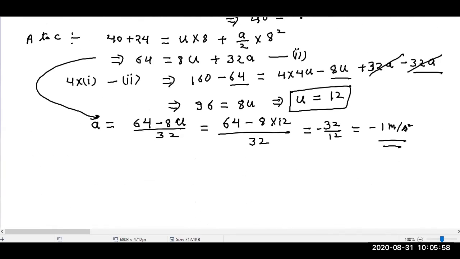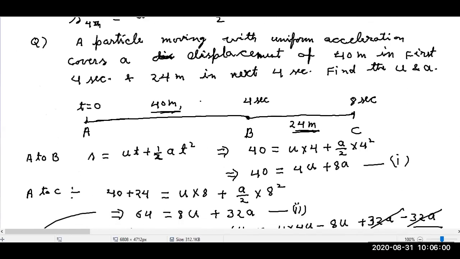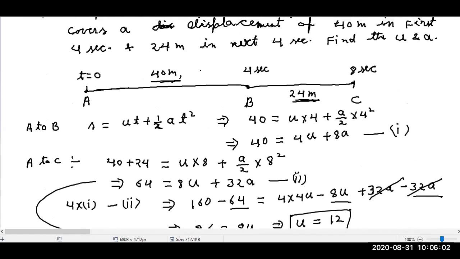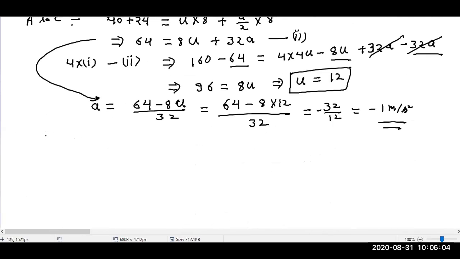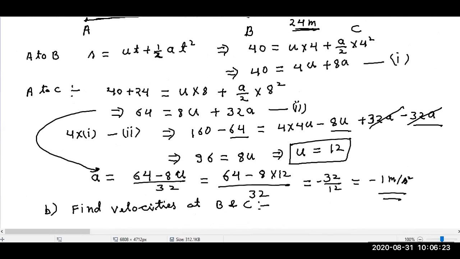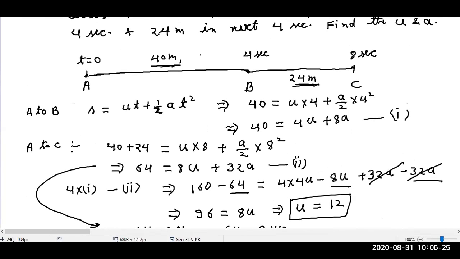In the same problem, we are going to find some more quantities. We will find the velocities at B and C. So next part is find velocities at B and C. So how to do it? For this, we have got initial velocity, we have got the displacement. So velocity at this point and velocity at this point we need to find.